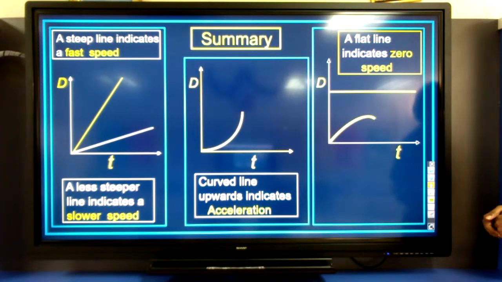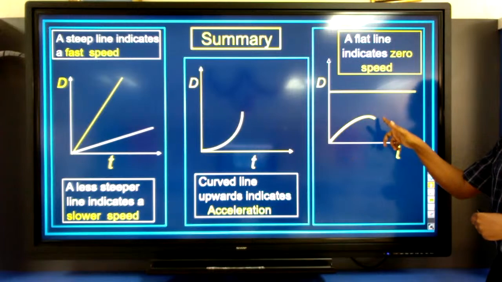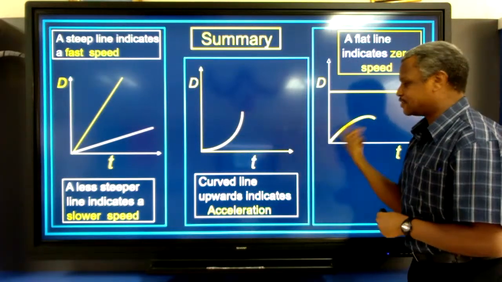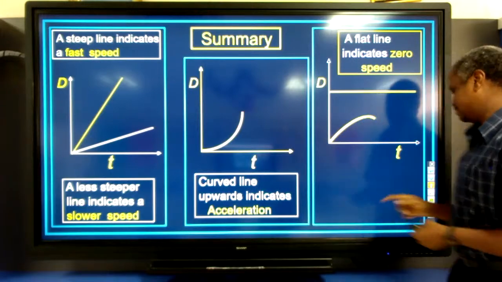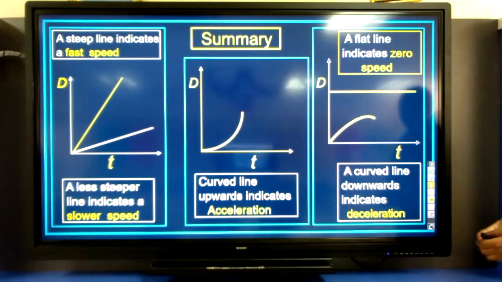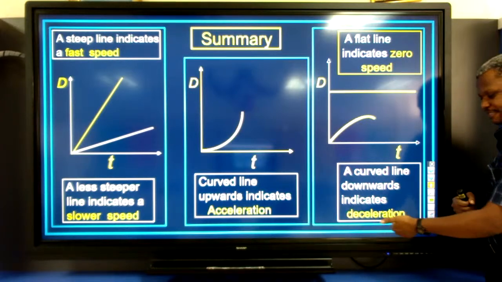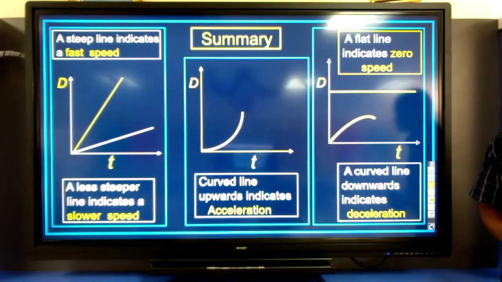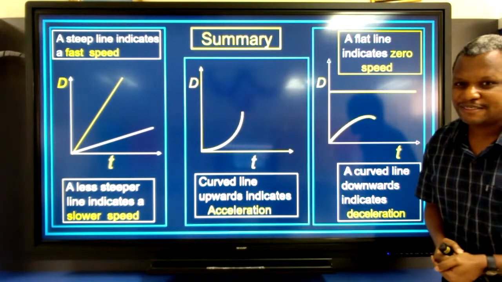And the last summary here, we have this curved one, which is the opposite of this one. This is acceleration. This is retardation, or what we call deceleration. Looks something similar to that one. Indicates deceleration. Okay? Now, so far, so good.